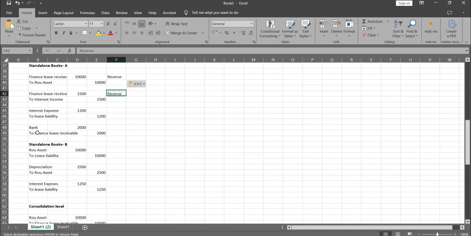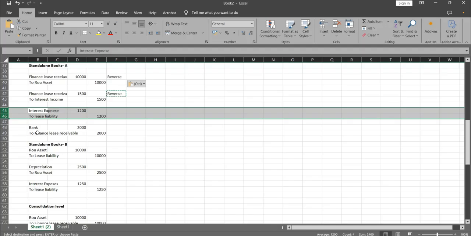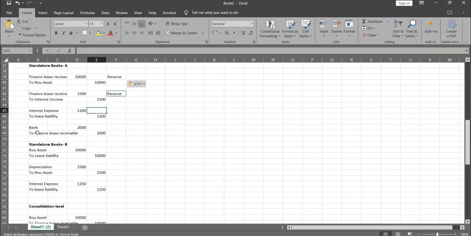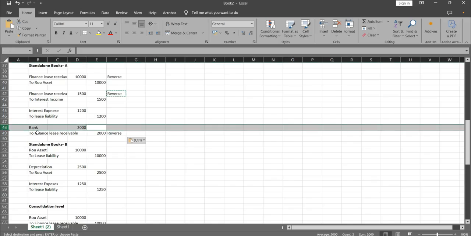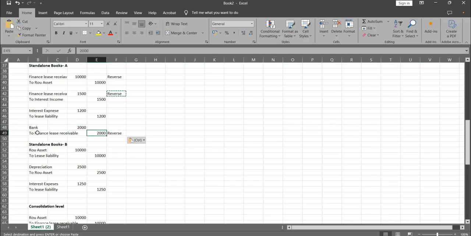We have already reversed this entry, but we will not reverse this entry. Why? Because this entry is with respect to a transaction with an outside party. This has nothing to do with intercompany, so we will not reverse this transaction. And we will reverse this transaction but partially. We can't reverse this bank account because this is an actual transaction, so we will reverse this line item. And in entity B, whatever entries have been booked, we will reverse everything except this.